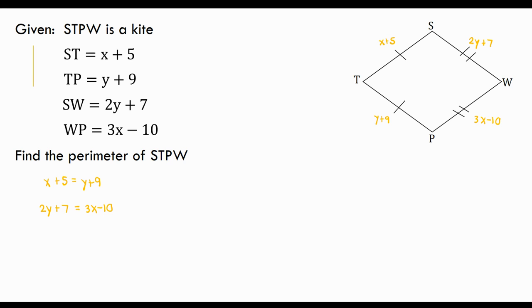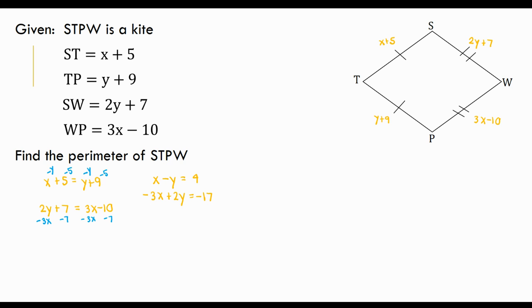I'm going to get it into elimination mode. So I'm going to subtract y over to the other side, and subtract 5 over to that side. In the bottom, I'm going to subtract the 3x, and also subtract the 7. So my new top equation is x minus y equals 4. The bottom equation is negative 3x plus 2y equals negative 17. Now I want to solve for x and for y so then I can get the perimeter.